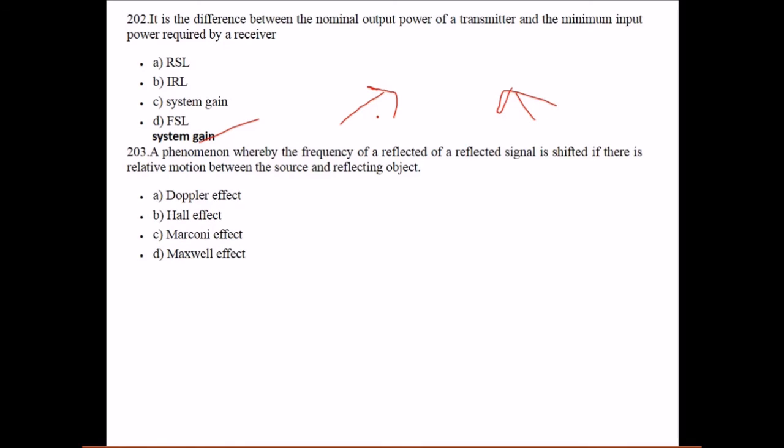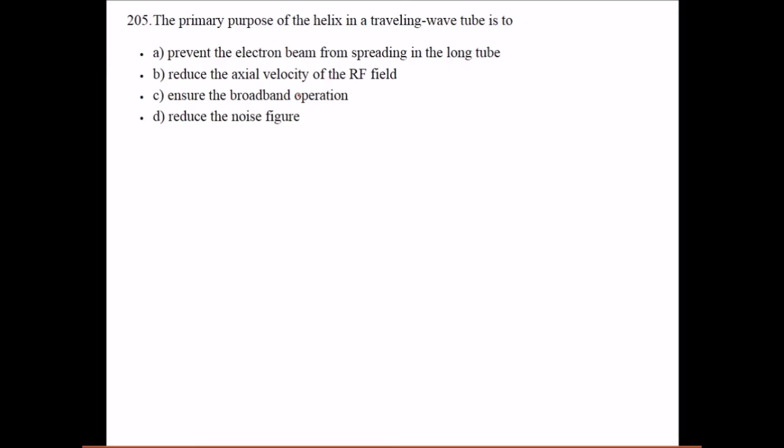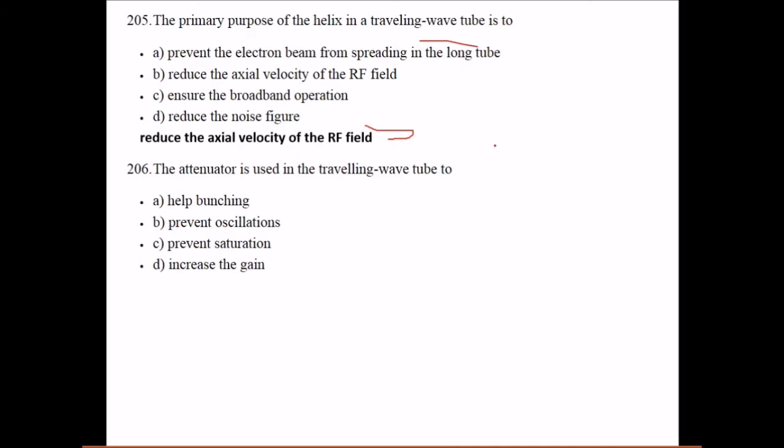So a phenomenon whereby the frequency of a reflected signal is shifted if there is a relative motion between the source and the reflecting object is, of course, the Doppler effect. A ferrite is a non-conductor with magnetic properties. The primary purpose of the helix in a traveling wave tube is to reduce the axial velocity of the RF field. We have seen this. Now the attenuator is used in a traveling wave tube to prevent oscillation, also seen.